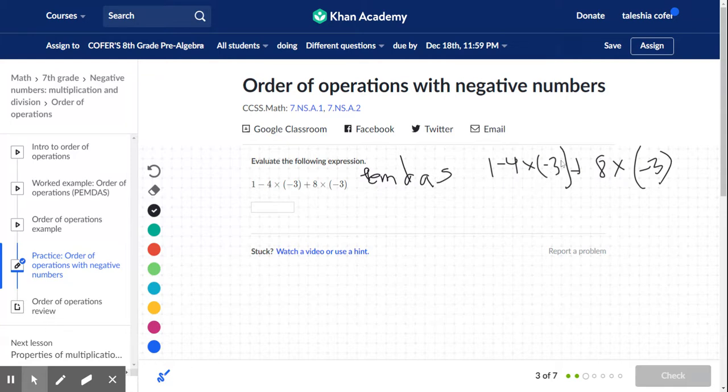So remember, the parentheses here are just to remind me that my 3's are negative. So parentheses don't mean much in this situation. Exponents, I have no exponents. My next thing is multiplication or division. Starting here, I have multiplication.